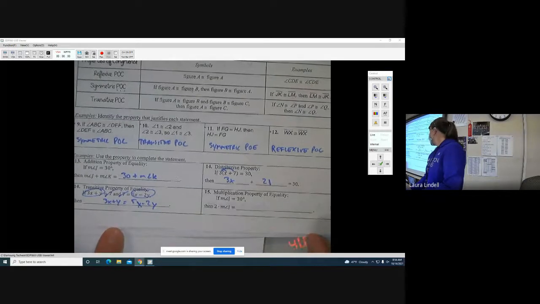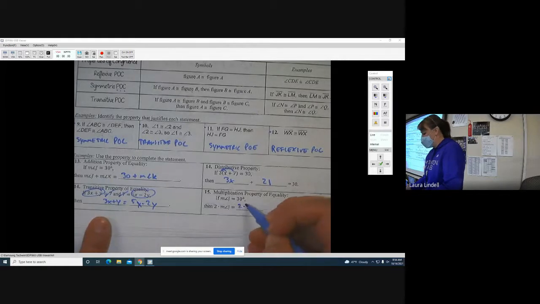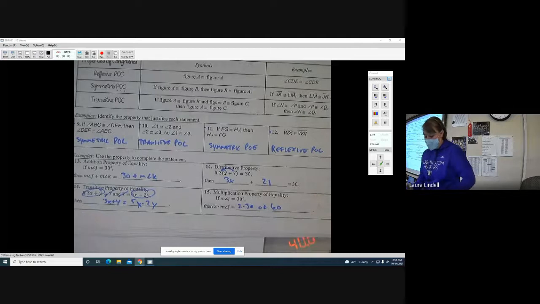All right, and then lastly, multiplication property of equality. This one works just like number 13 did with the addition property. We had measure of angle J equals 30. Then 2 times measure of angle J equals what? 60, or you could go 2 times 30 for now, or 60. Either of those would work just fine. If you want to showcase the property itself, you put 2 times 30. If you want to just have the answer there, you can go 60.